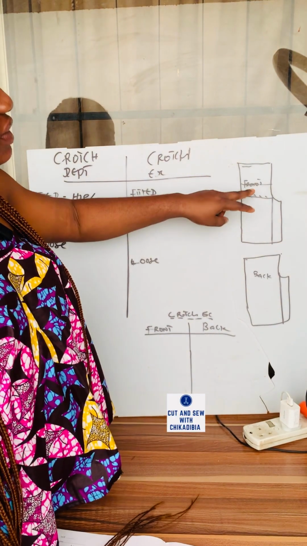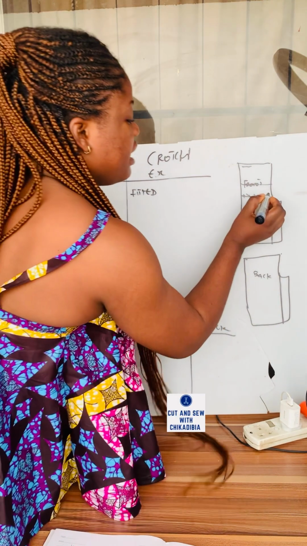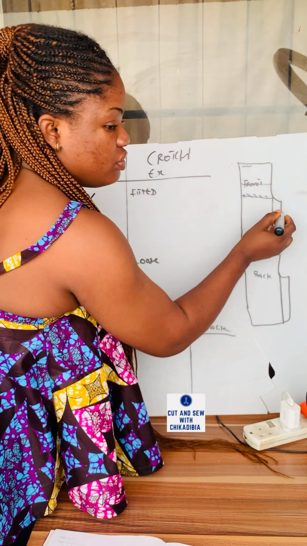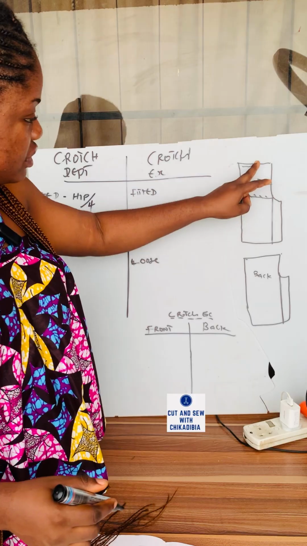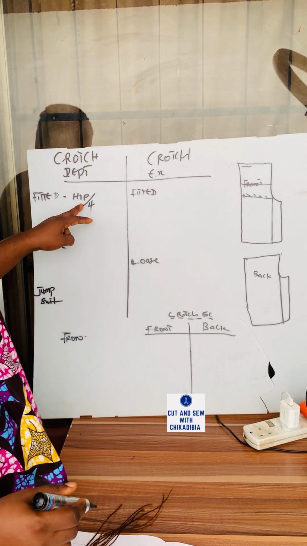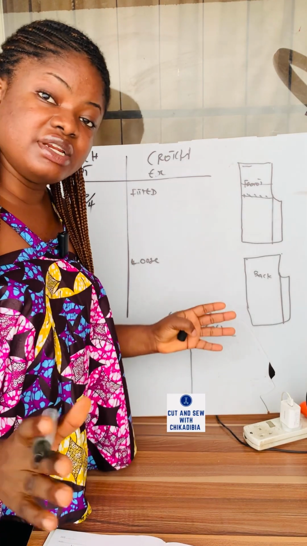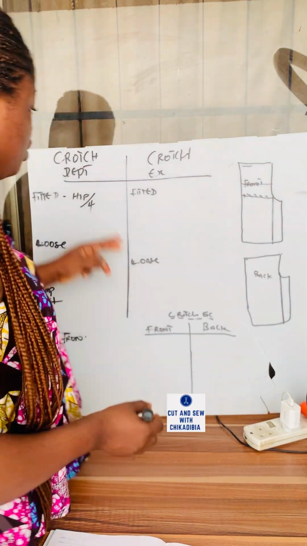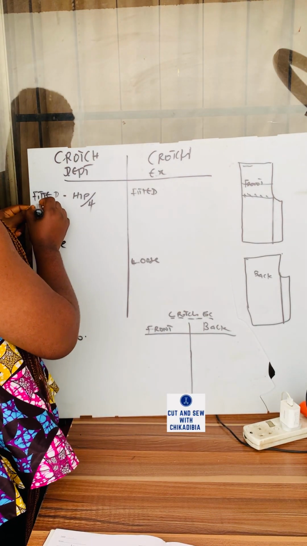You have your waistline and you have your hip line. To get this crotch depth, so that we can have the extension, this is the extension, I am going to teach you how I got this extension. So to get this point from here to here, to get our crotch depth, I'm going to divide my hip by 4. And what is my hip? For a fitted pant, my hip is 42, so I'm going to use 42.